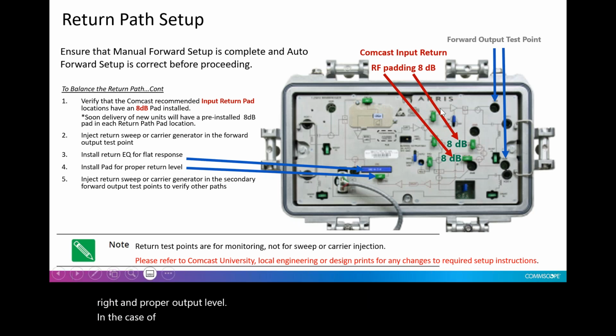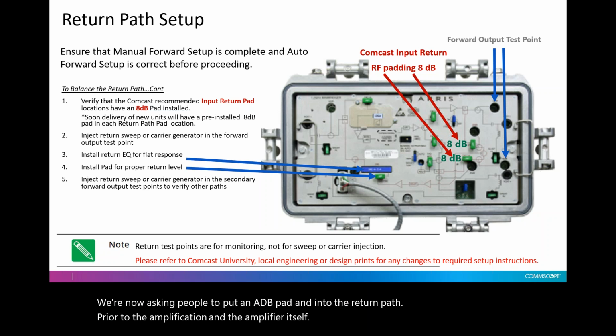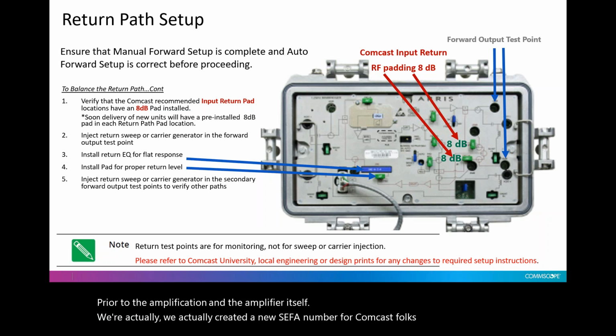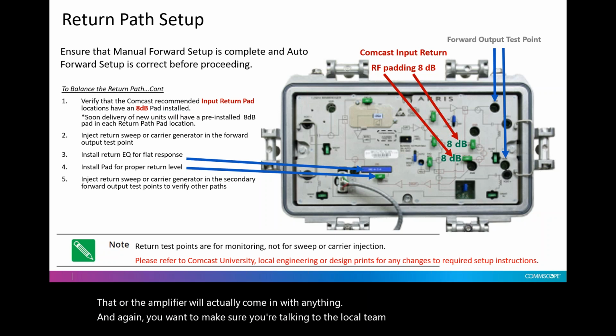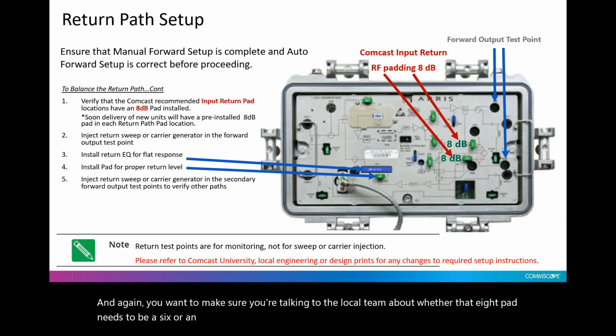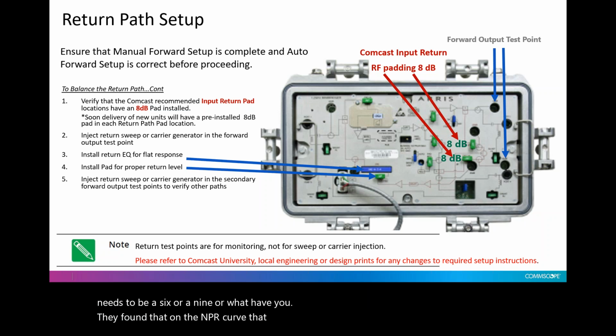In the case of Comcast, and this is probably going to be different for Charter and the other networks, we're now asking people to put an 8 dB pad into the return path prior to the amplification and the amplifier itself. We actually created a new CISCO number for the Comcast folks where the amplifier will come in with an 8 dB pad. And again, you want to make sure you're talking to the local team about whether that 8 pad needs to be a 6 or a 9 or what have you. But they found that on the NPR curve, an 8 is where they wanted to be.